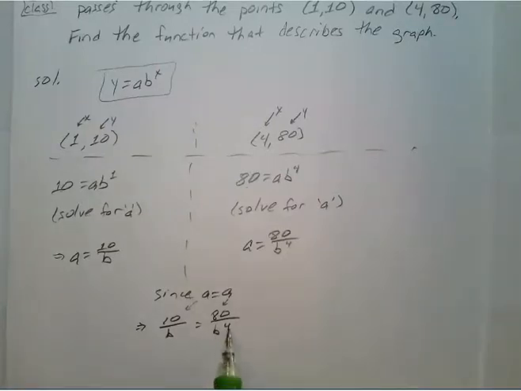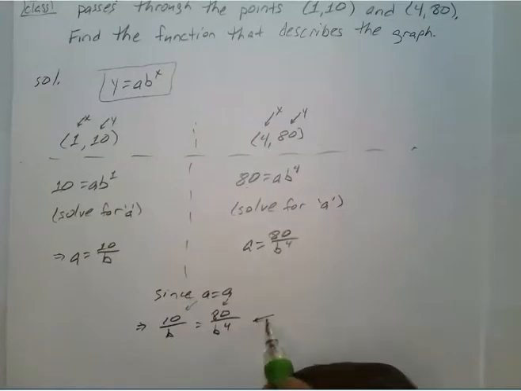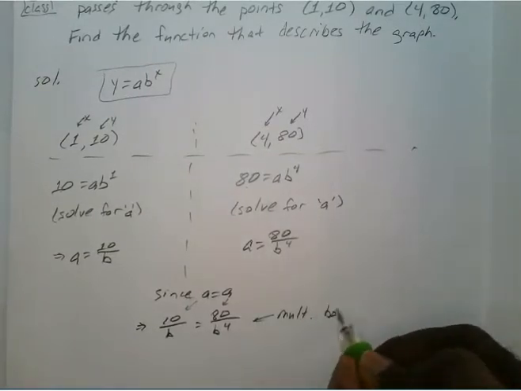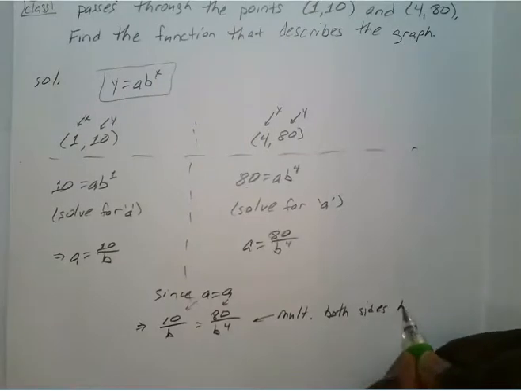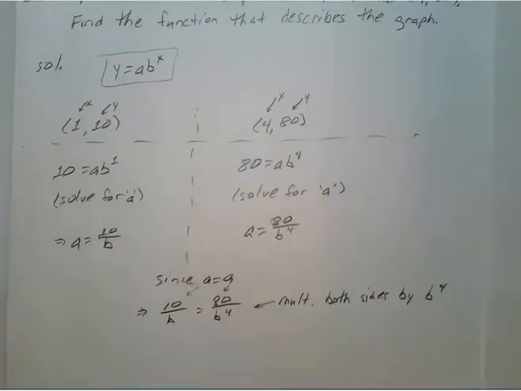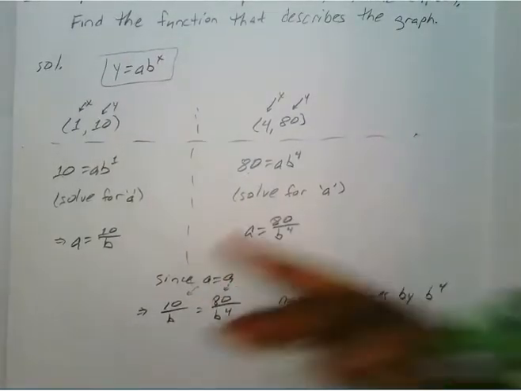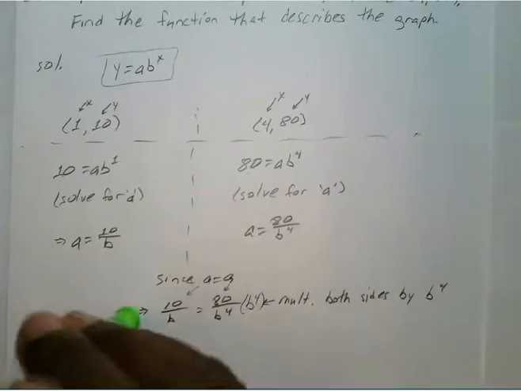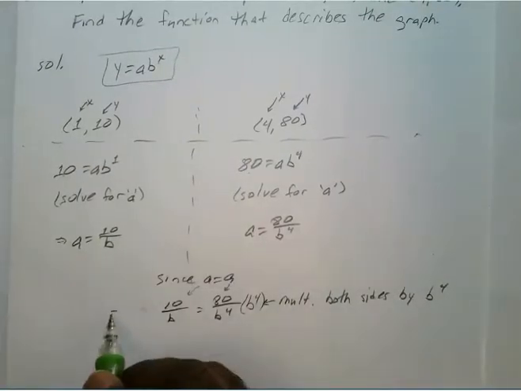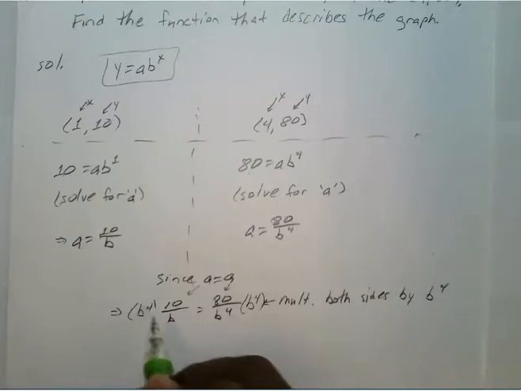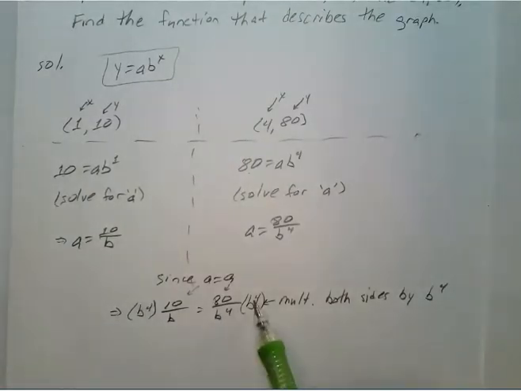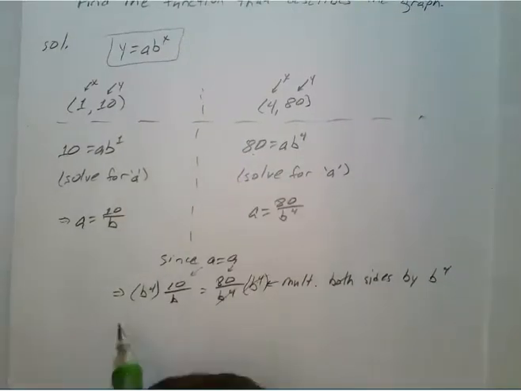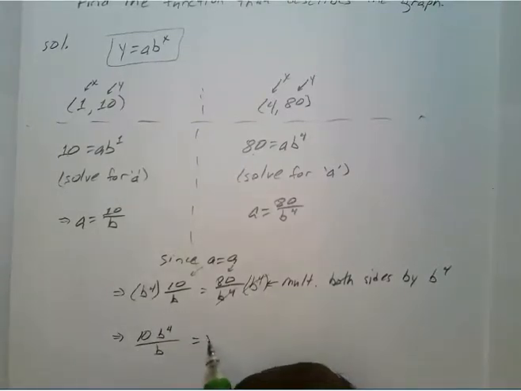Okay. So since b to the fourth has the highest exponent, we're going to multiply both sides by b to the fourth. So let me just move that a little bit. So we have b to the fourth, and b to the fourth. And again, these two are going to cancel each other out. So you end up with 10 times b to the fourth divided by b is equal to 80.